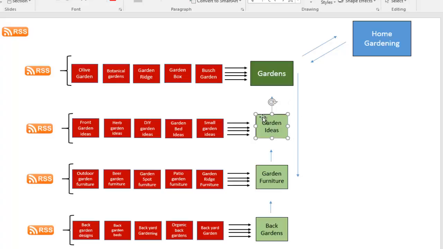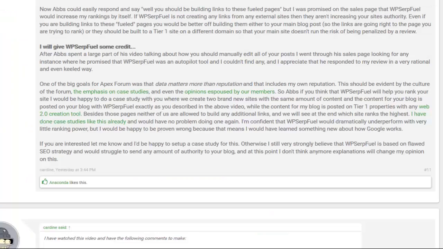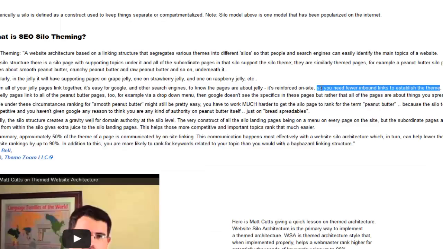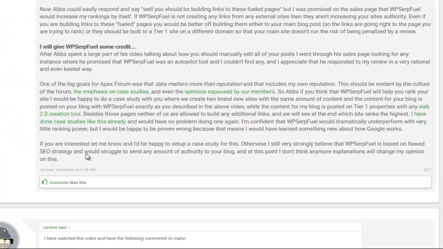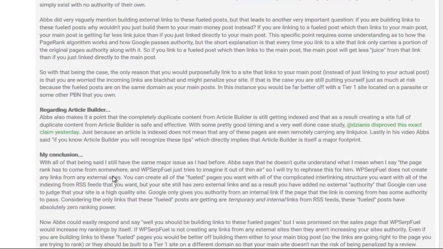And in return, if you are building external links, what you will also notice, as we read on Theme Zoom here, is that you will need fewer inbound links to establish this theme. So Cardine, I'm going to end this now, and I'm going to say two things to you.